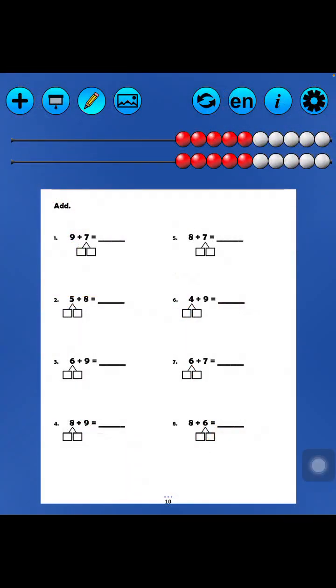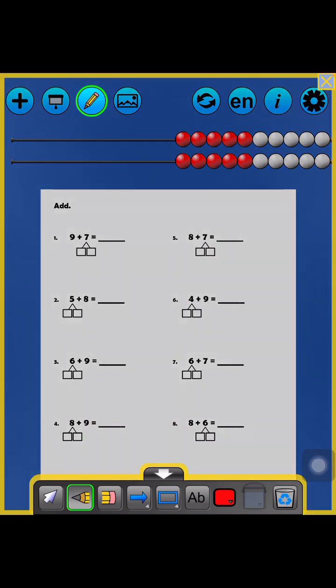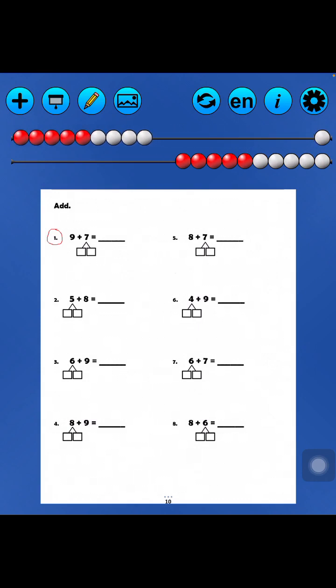Now please turn to page 10. In this page, we are also going to do some addition questions. Take a look at question 1. We need to find 9 plus 7. We are going to use the abacus to calculate the answer. In the first row, we move 9 beads to the left. And in the second row, we move 7 beads to the left.